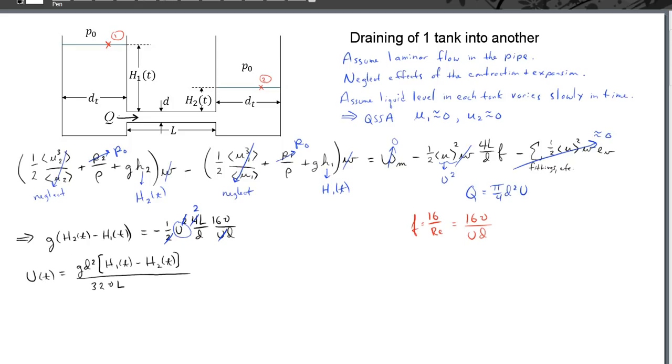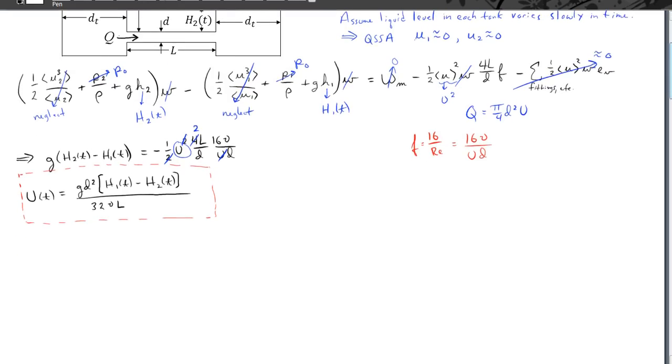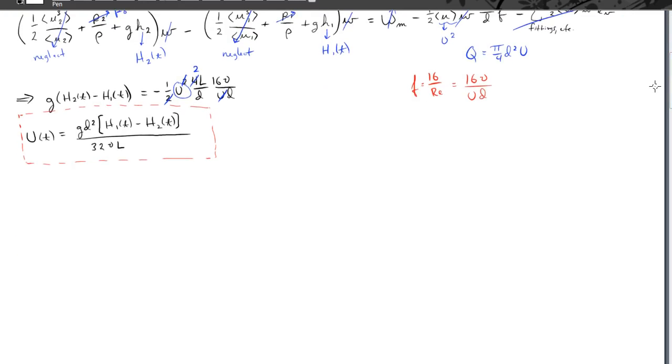So the steady form of the mechanical energy equation within our quasi-steady or pseudo-steady approximation has given us an expression for the velocity of the liquid in the pipe, subject to the constraints and assumptions of laminar flow, neglecting the viscous losses due to the expansion and contraction at the beginning and end of the pipe, and assuming that the liquid level changes slowly, so we can neglect the kinetic energy term at the surface of each of the liquid levels in the tanks. So that's the first part. That's the result of our steady state mechanical energy equation.